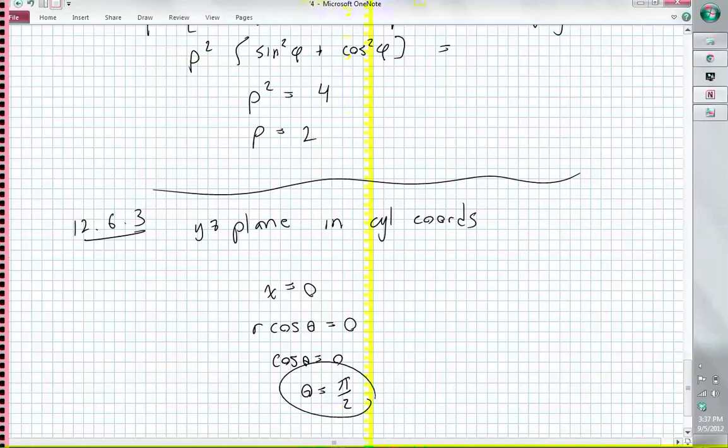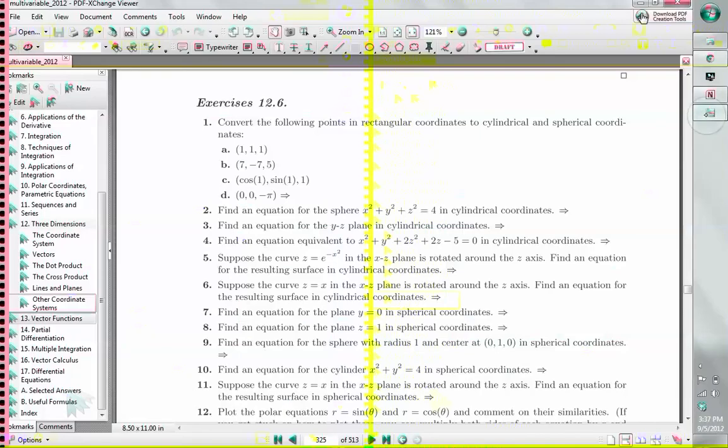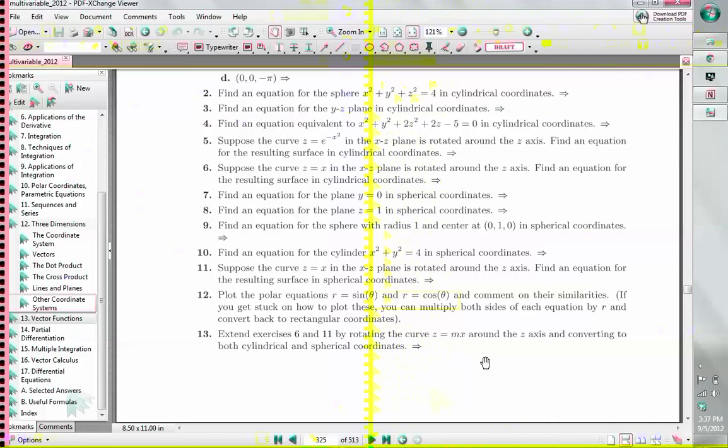Time for maybe one more. Trying to find a good, interesting one here. How about number 10? The equation of the cylinder x squared plus y squared equals 4 in spherical coordinates.